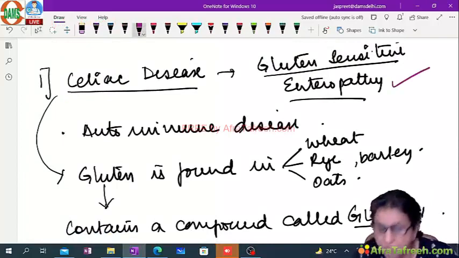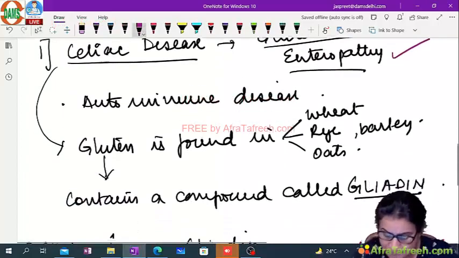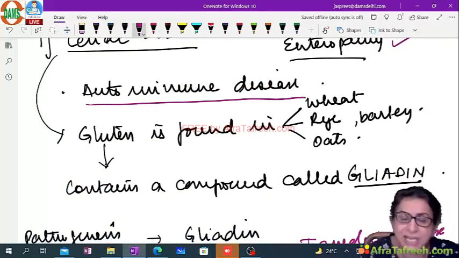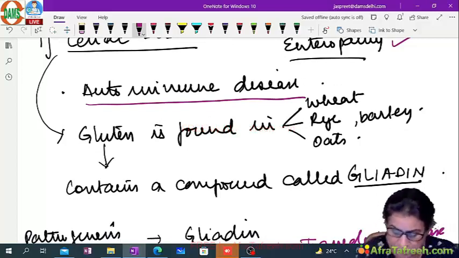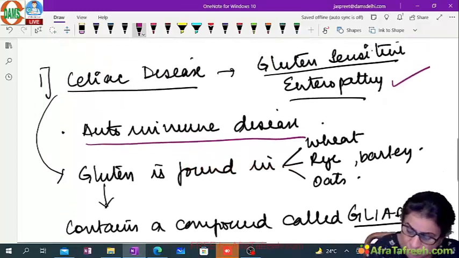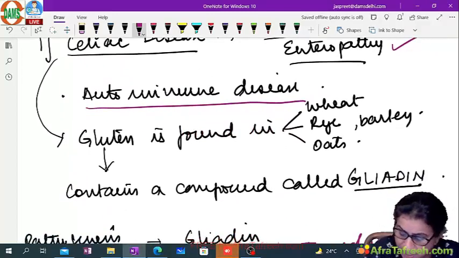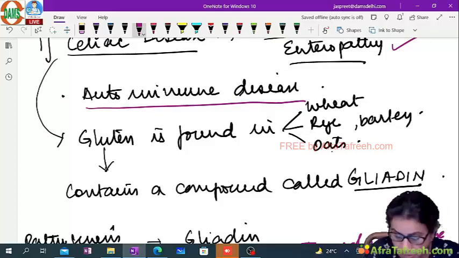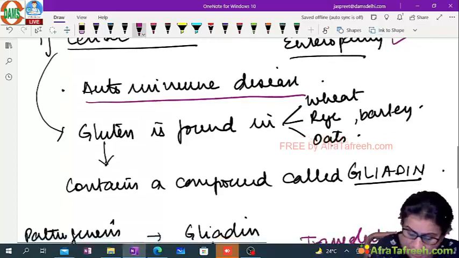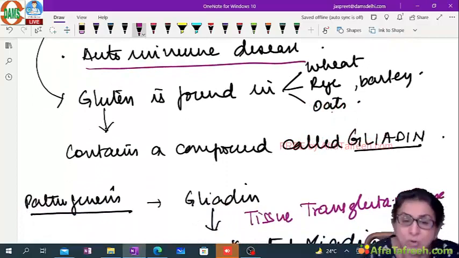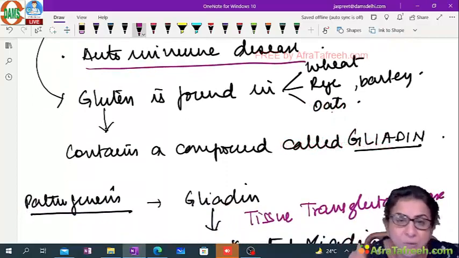Celiac disease is also called gluten sensitive enteropathy. Point number 2, celiac disease is an autoimmune disease. Celiac disease is called gluten sensitive. Gluten is found in wheat, rye, oats, barley. They contain gluten. And gluten contains a compound called gliadin.